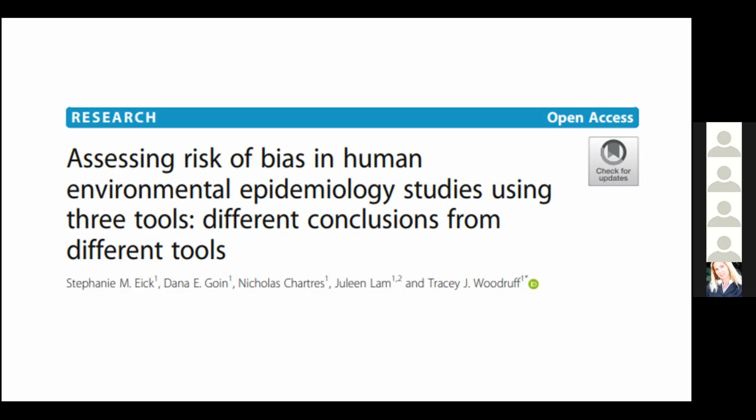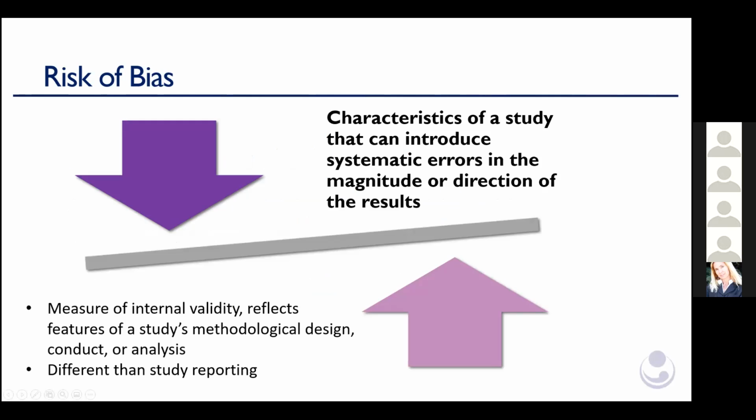I'm going to step you through that study, and I'm going to use the examples that I've just touched on. So the tool that's used for the assessment of evidence in the risk evaluations being conducted by US EPA under the Toxic Substances Control Act, but also how the IRIS tool evaluates a body of evidence. So just quickly, for those of you who don't know what risk of bias is and what I'm referring to, it's essentially looking at the characteristics of a primary study that can introduce systematic errors in the direction and the magnitude of the results. And it reflects basically how a study has been designed, conducted, and analysed, and it's very different to reporting.